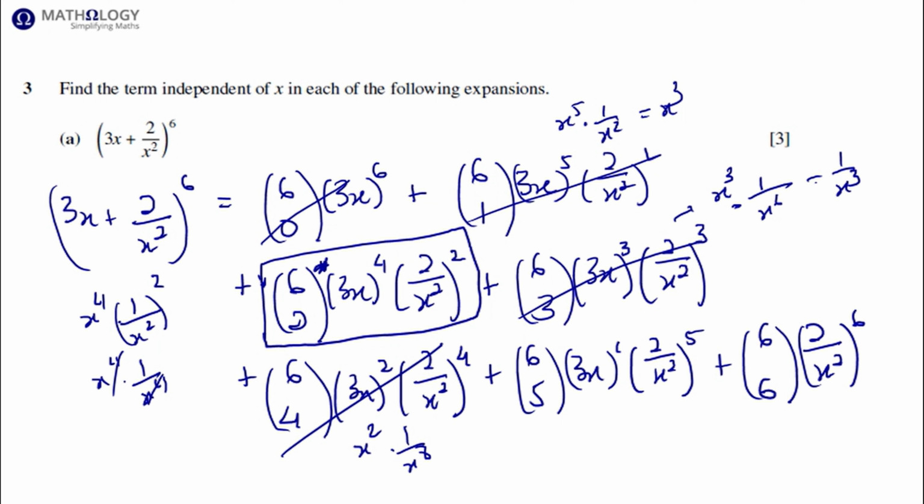And the same will be here. Same can be said of here. We have x times 1 over x to the 10. Not interested in that, and this is also going to contain a term in x. So this is the only term that we are concerned with.